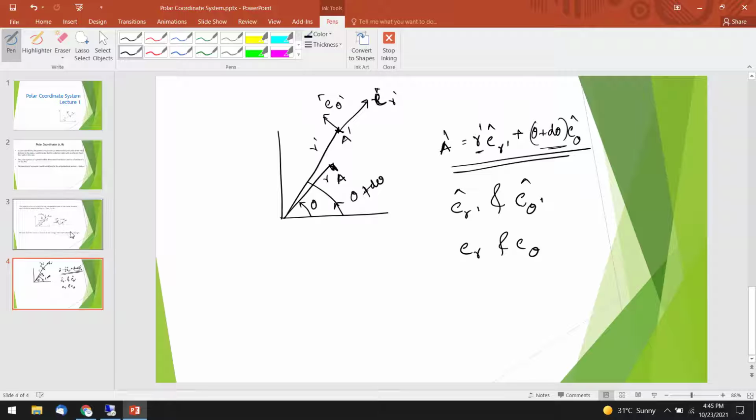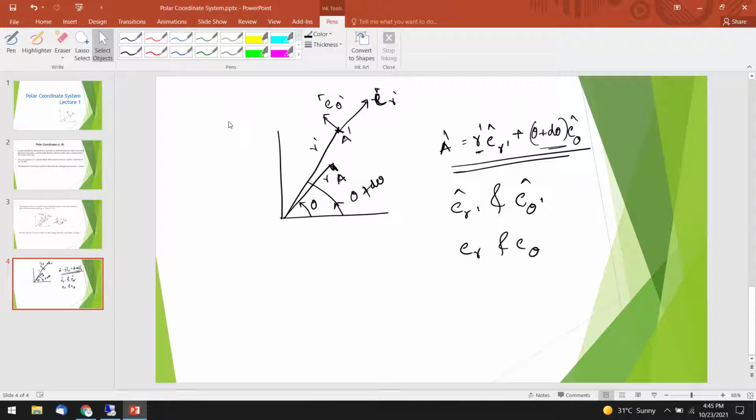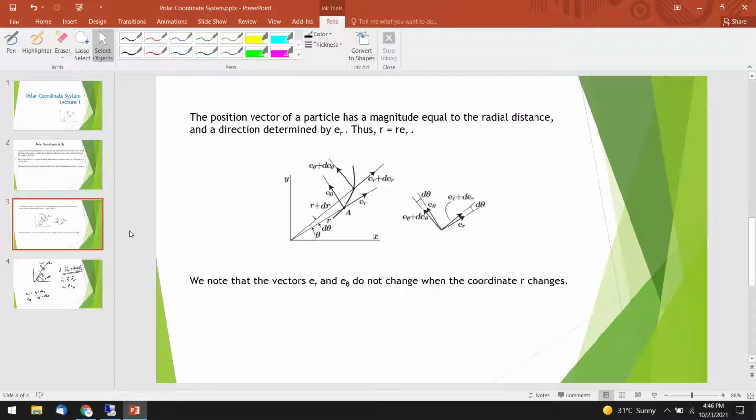So I'll bring your attention to the previous slide. Here you can see er, e theta, er plus der, e theta plus d theta. As I mentioned here with er dash, consider er dash is equal to er plus der, and e theta dash is equal to e theta plus d e theta.